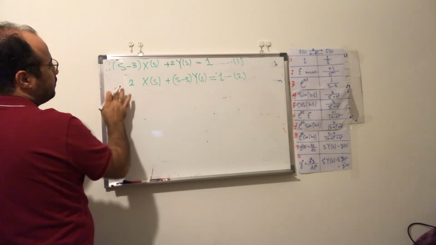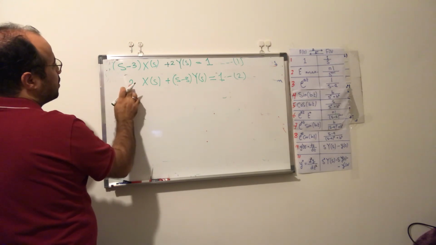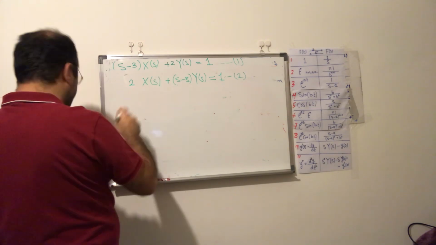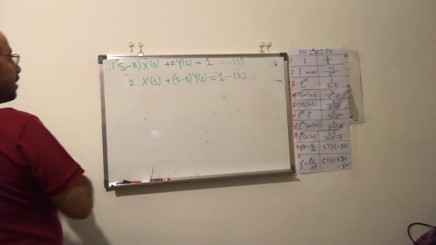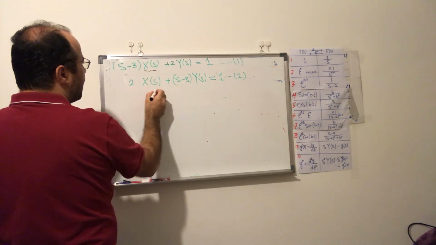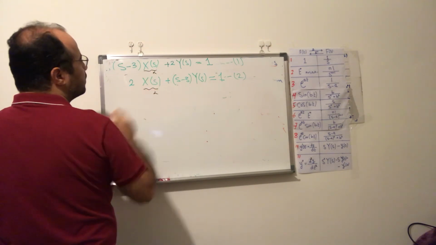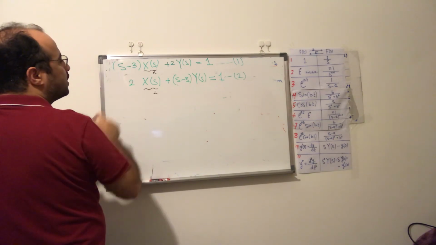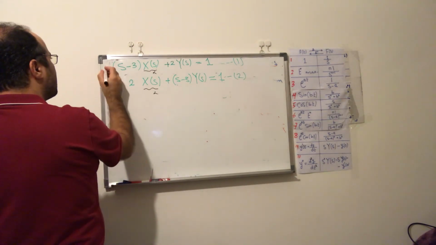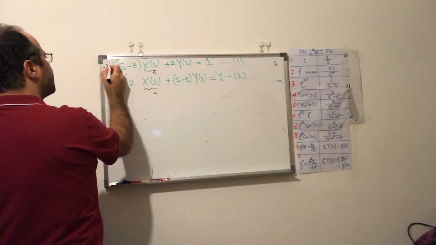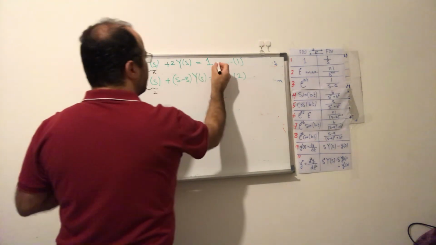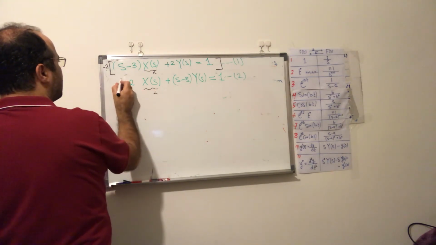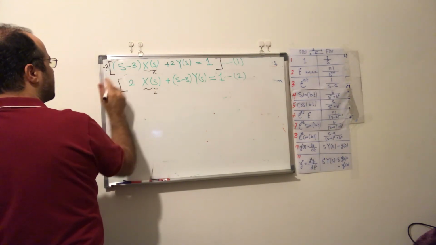Now, how to solve this? Suppose that I want to get rid of x or get rid of y. Let me decide. I'm going to decide to get rid of x. How? I need the same coefficient here and there with different signs. So let me go with the first equation. I multiply it by minus 2. Minus 2 times the first equation. And the second one, I will multiply by s minus 3.